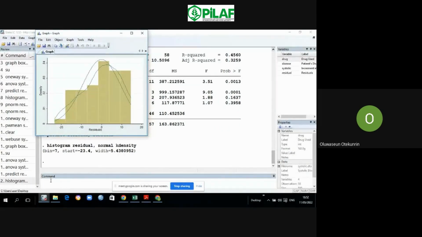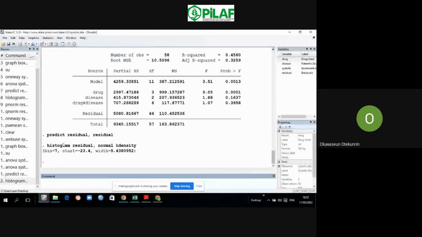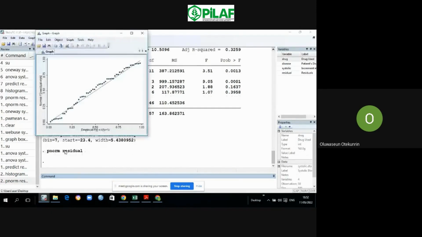So clearly it looks like a normal distribution. The curve looks like a normal distribution curve. So if we look at our pnorm of residual, you focus on the center when you want to check. They are not exactly on the line, but very close to the line. And those outlying values are not actually very far away as far as this particular graph is concerned.